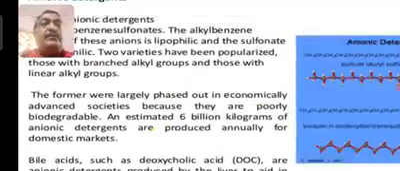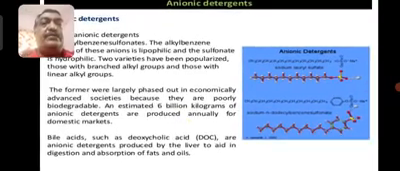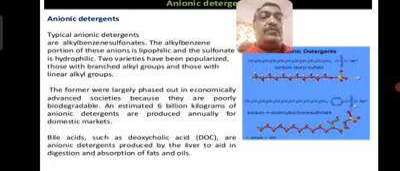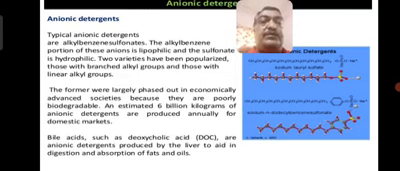A typical anionic detergent. Typical anionic detergents are alkyl benzene sulfonates, where the alkyl part is lipophilic and the sulfonate is hydrophilic. Two variants have been popularized: those with a branched alkyl group and those with linear alkyl sulfonates.